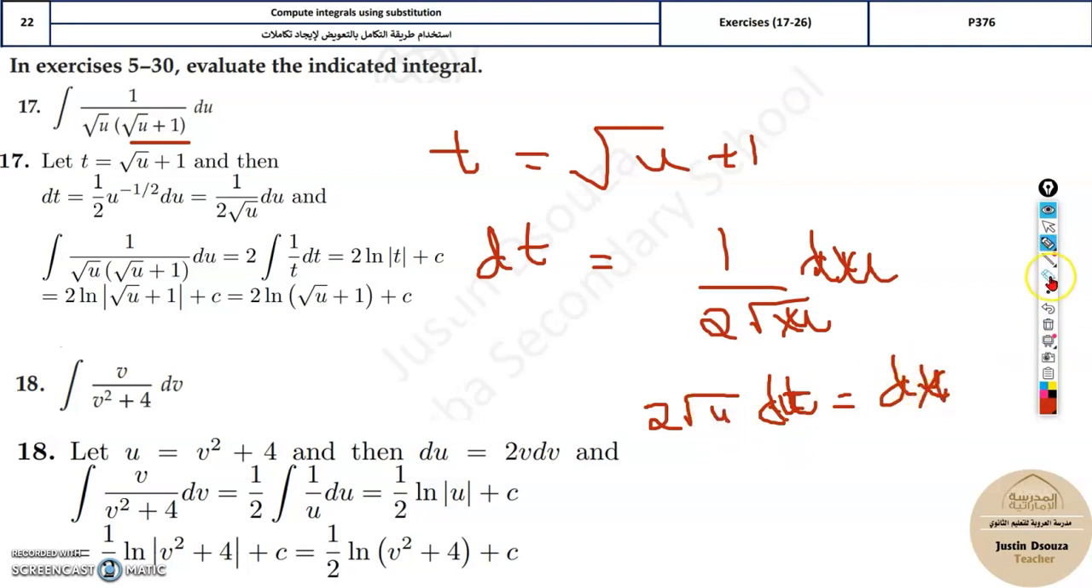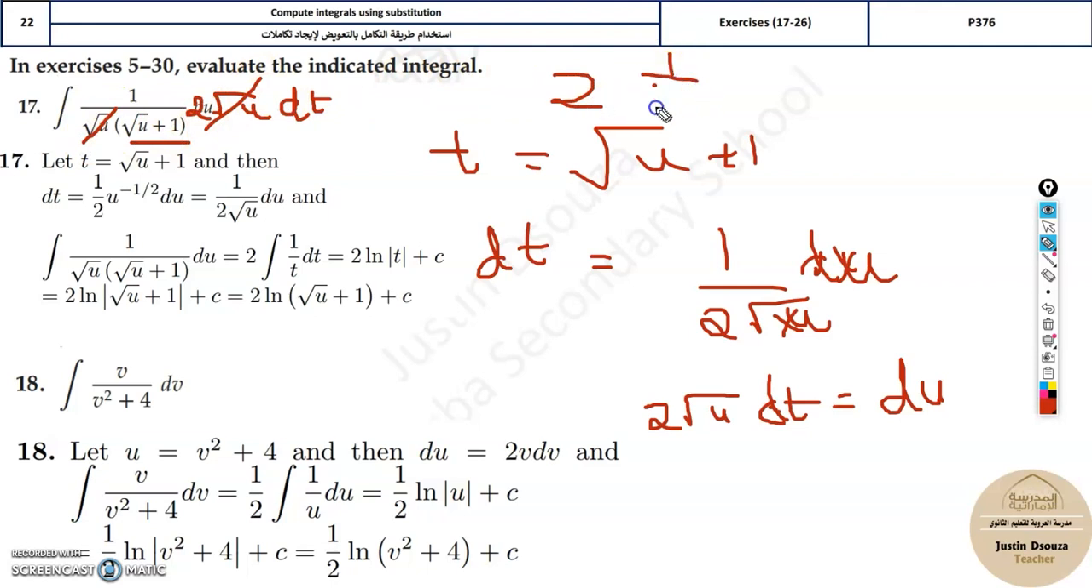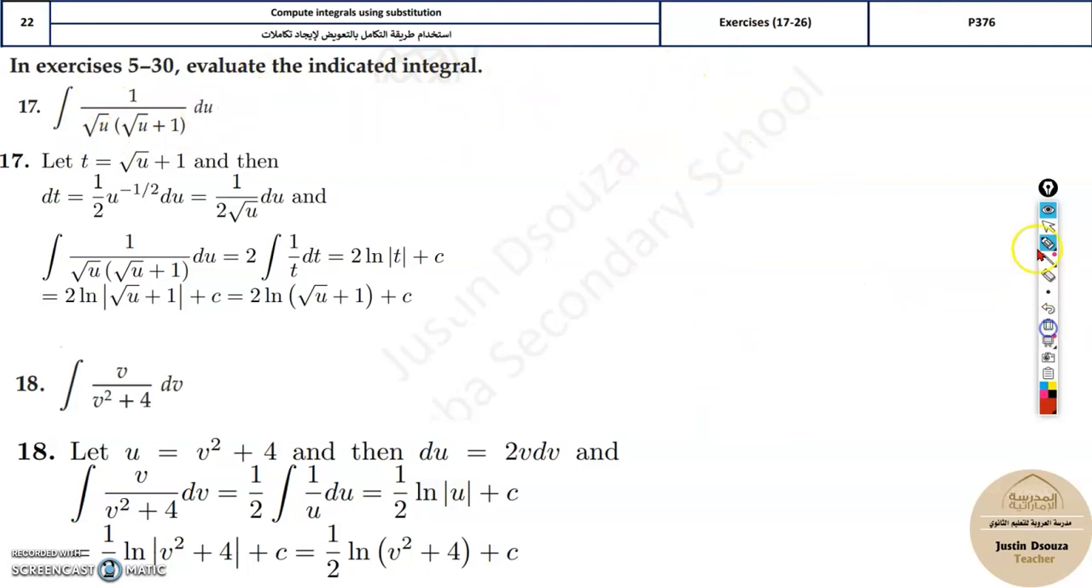Du will be this. I hope you're getting my point, just that the variable over here is changed. Du. So now instead of du, you need to substitute 2 root u dt. And this root u and root u cancels. You're remaining with 2 constant, 1 by t dt. Now you can easily integrate it. So make sure you just remember which is the u substitution, the substituting integral.